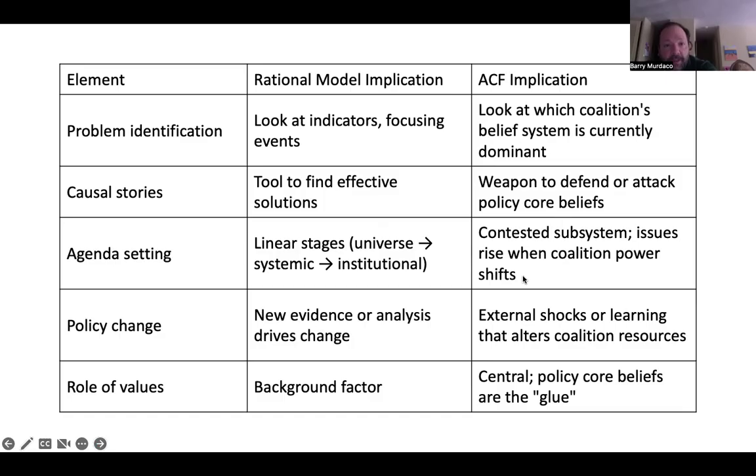Agenda setting, again, the rational model: linear stages. The ACF is a contested subsystem, issues rise and coalition power shifts. Policy change, again, the rational model: new evidence or analysis drives change. ACF: external shocks or learning that alters coalition resources. Role of values with the rational model is the background factor. For ACF it is central, so they bring it to the forefront.